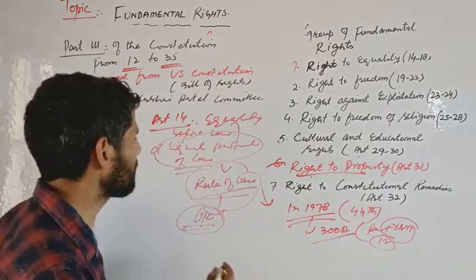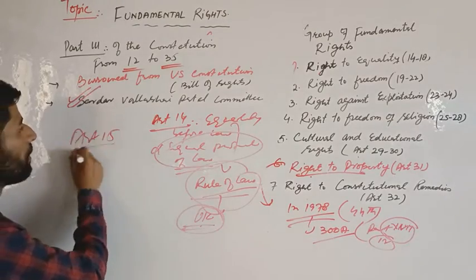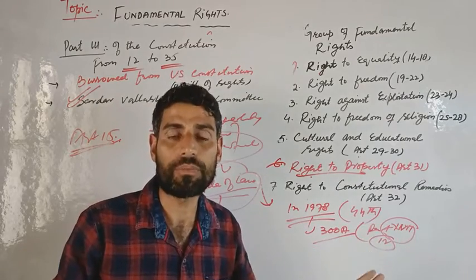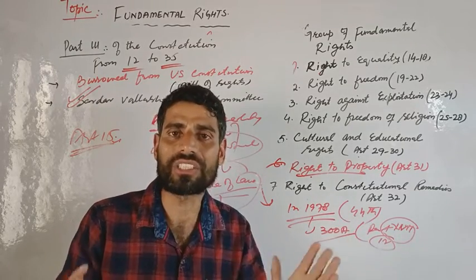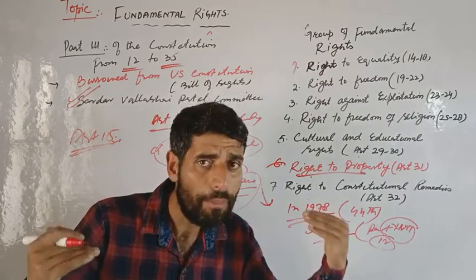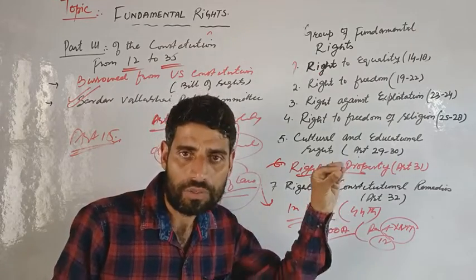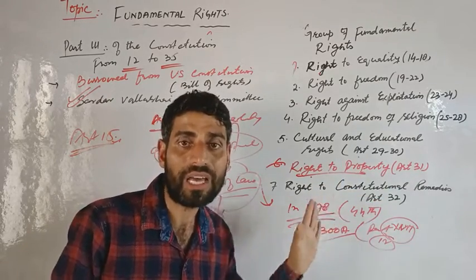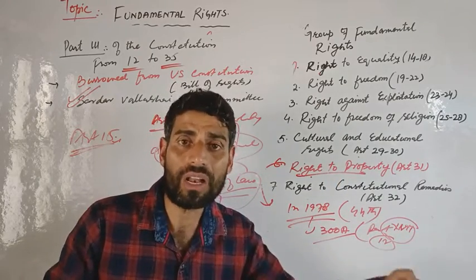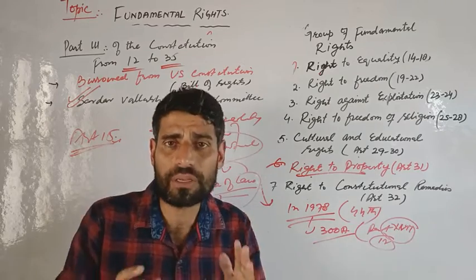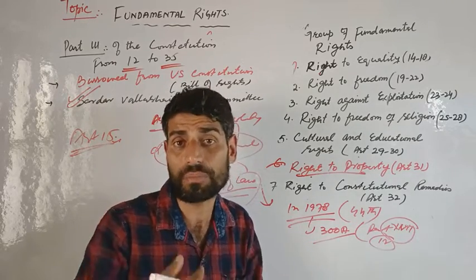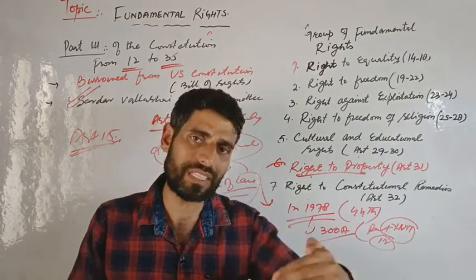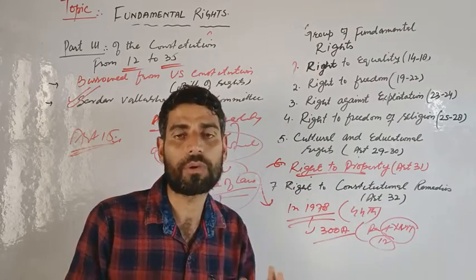So far as Article 15 is concerned, it talks about prohibition of discrimination. No discrimination on the grounds of religion, caste, color, creed, sex, region, or place of birth. Clear? The Constitution prohibits discrimination. You cannot discriminate against a person on the basis of his religion, caste, color, sex, or region. Before law, everyone is equal. So Article 15 talks about prohibition of discrimination.